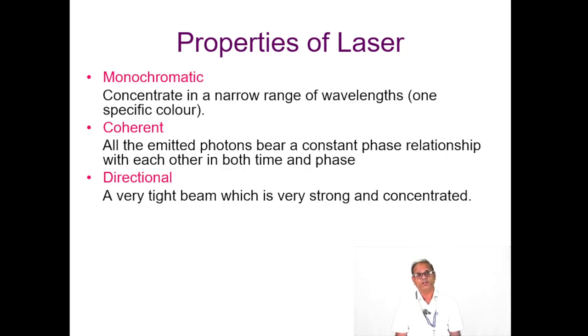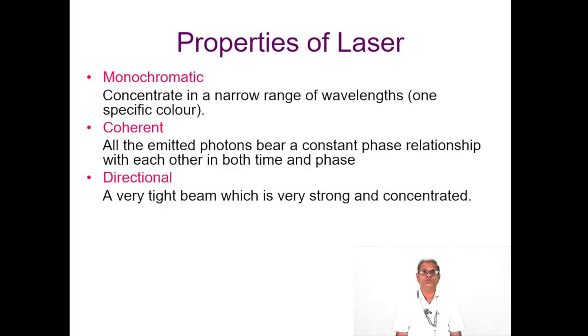And third property is that the laser light is directional in nature, that is very tight beam of this laser having very strong concentration at the particular point. So, directionality is very high as compared to the ordinary light. So, ordinary light is not monochromatic, not coherent and not directional in nature, but laser light possesses these properties. That is why the laser light differs as compared to the ordinary light.